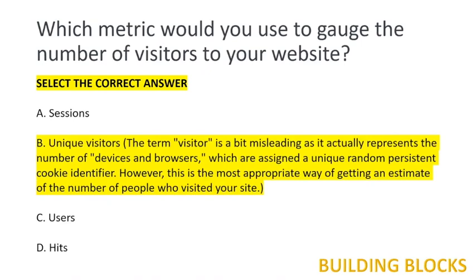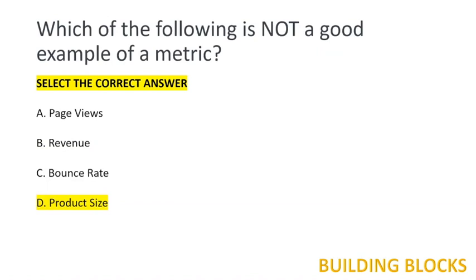Which metric would you use to gauge the number of visitors to your website? B. Unique visitors. The term visitor is a bit misleading as it actually represents the number of devices and browsers, which are assigned a unique random persistent cookie identifier. However, this is the most appropriate way of getting an estimate of the number of people who visited your site. Which of the following is not a good example of a metric? D. Product size.